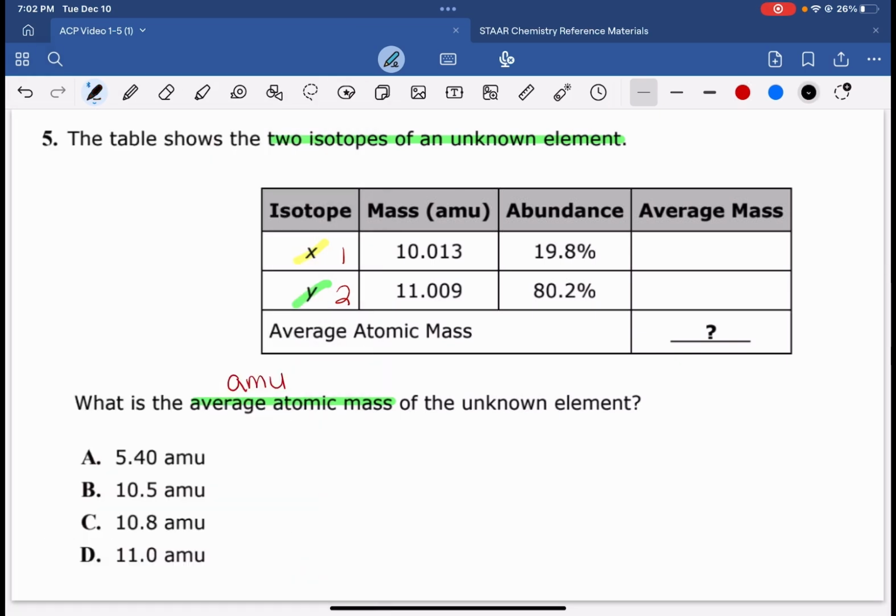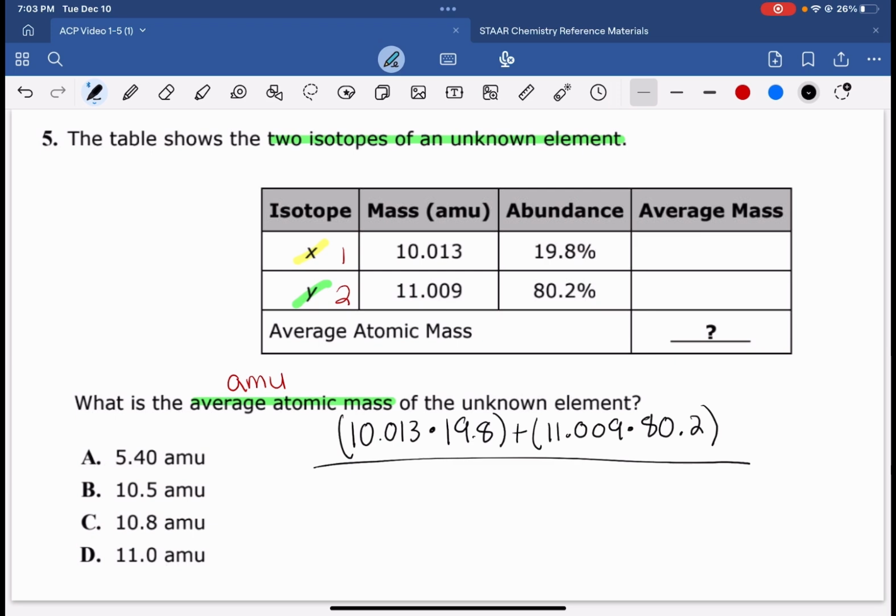So mass of isotope 1 is going to be 10.013 times our percent, which is 19.8, plus our mass of isotope 2, or isotope Y, which is going to be 11.009 times our percent, which is 80.2. And like I said, remember, make sure that you divide everything by 100 when you plug it into your calculator. Once you plug that all into your calculator, you would get 10.8 AMU. That is going to be your answer for this specific question.